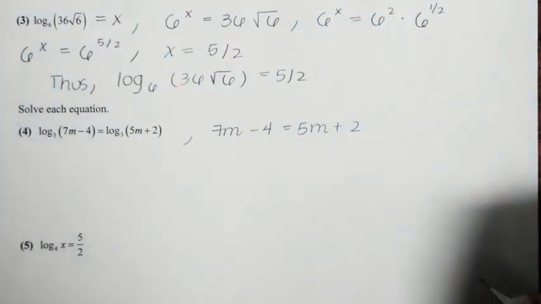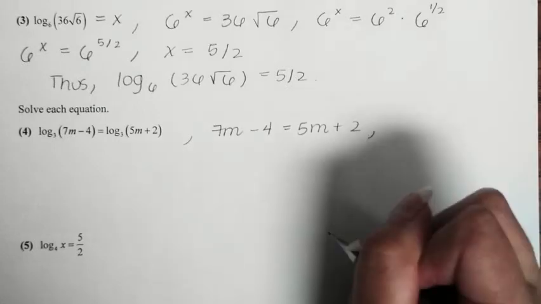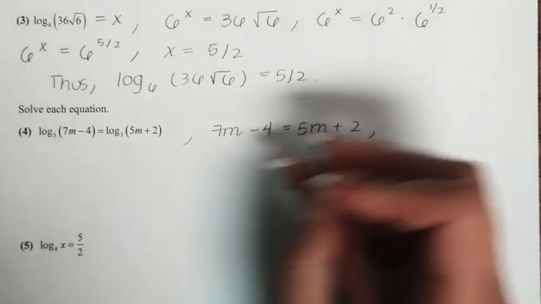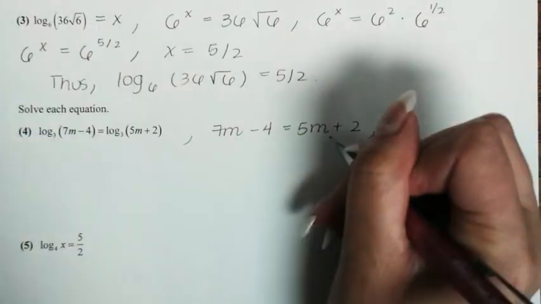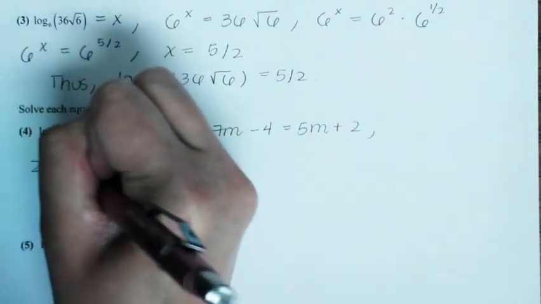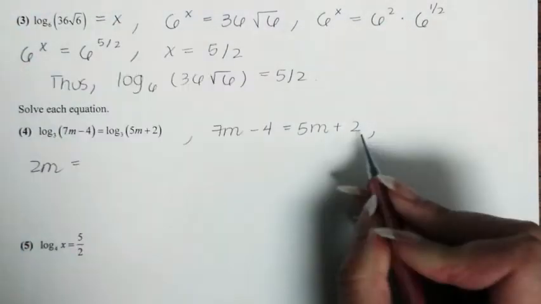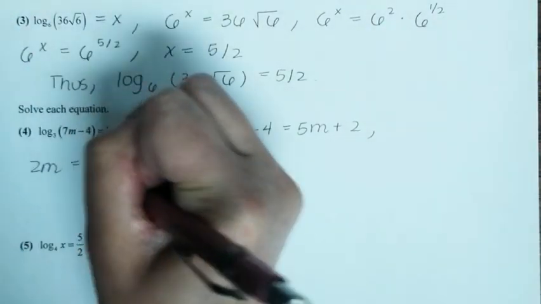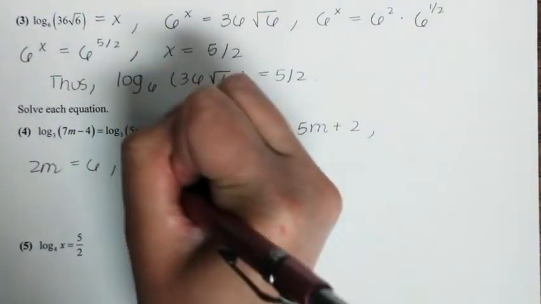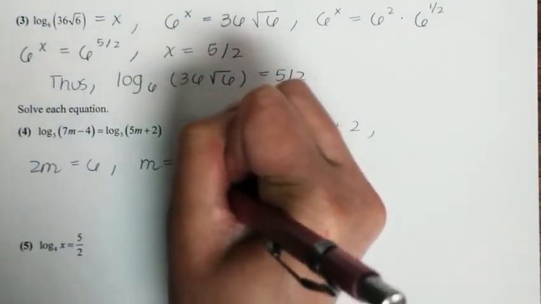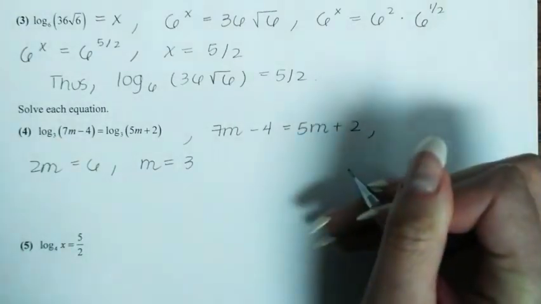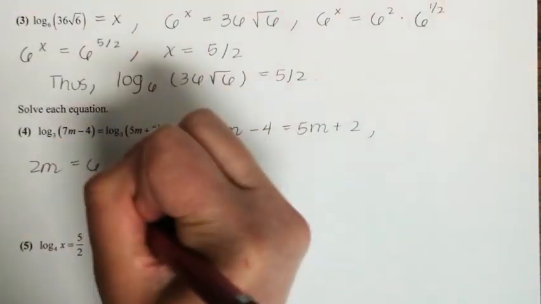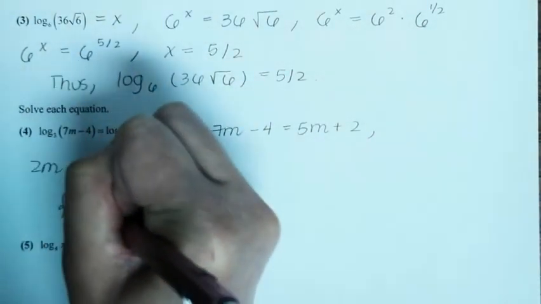When you have this expression, you know that we can pass like terms together to the right and left side. So I'm going to pass the m's to the left side. Having 7m minus 5m, you know that that's 2m, and then 2 plus 4 is going to be 6. Then you divide by 2 both sides, so you have that m is going to be equal to 3. So your result here is going to be 3.